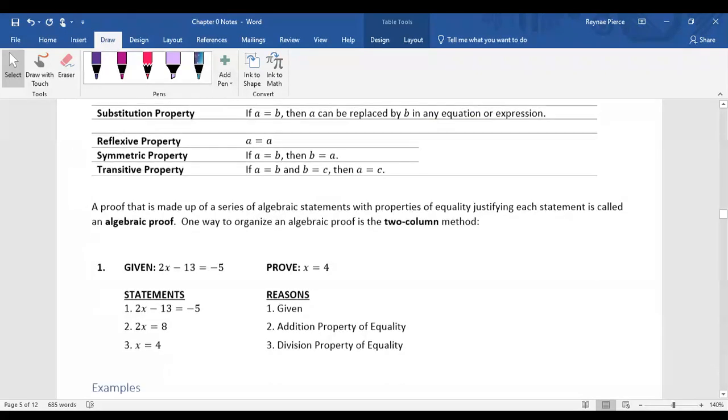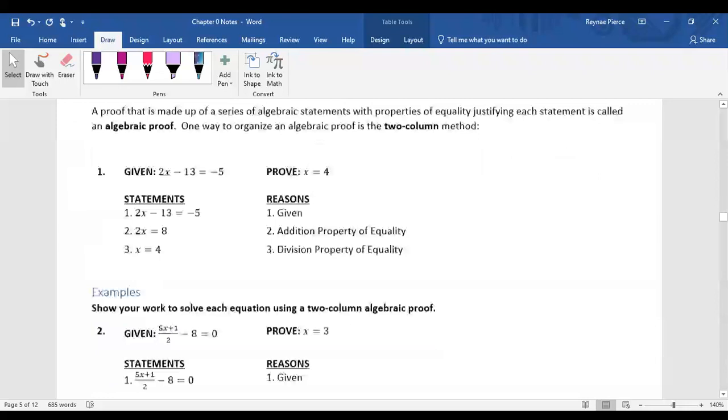All right. Now, we are going to jump into what in geometry we call two-column algebraic proofs. This is just one method to organize your work. It's not the end-all be-all. If this doesn't click right away, take a breath. No big deal.